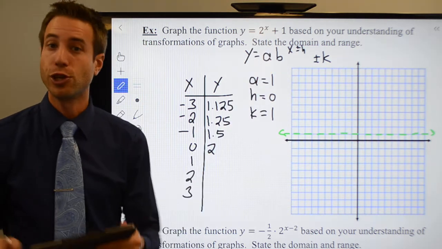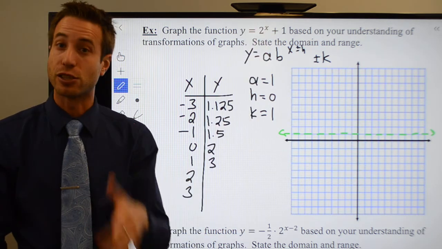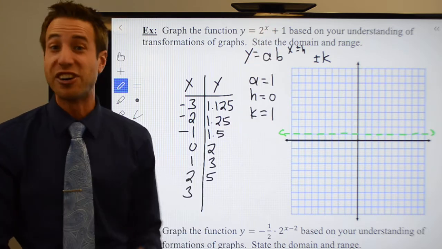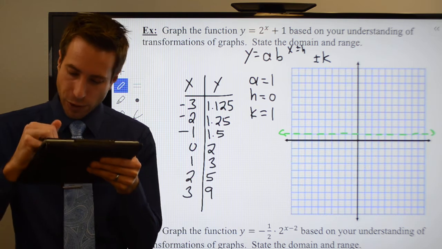2 to the 1st is 2, and 2 plus 1 is 3. 2 to the 2nd is 4, and 4 plus 1 is 5. 2 to the 3rd is 8. 8 plus 1 is 9. Let's go ahead and graph those points.